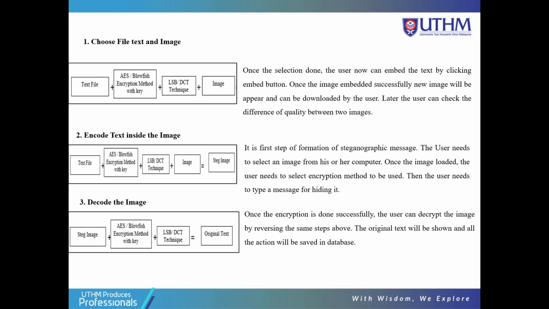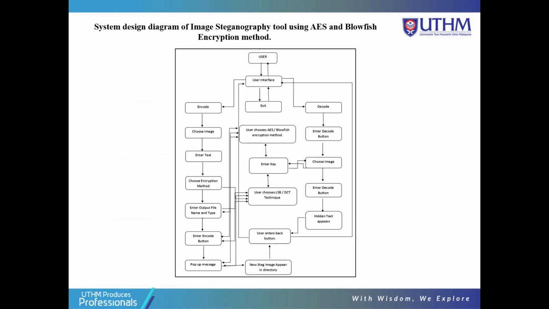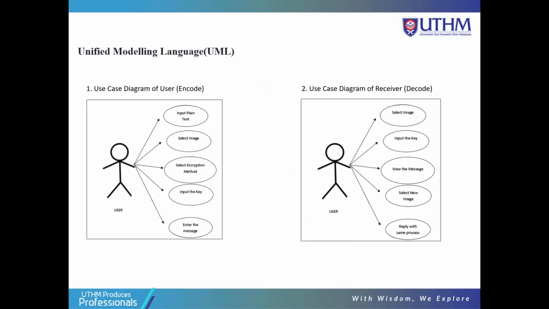Third, for the decoding part, once the encryption is done successfully, the user can decrypt the image by reversing the same steps above. The original text will be shown once the secret key is entered correctly. This is the system diagram of the image steganography tool. This part was already explained earlier in the overall flow of the system.